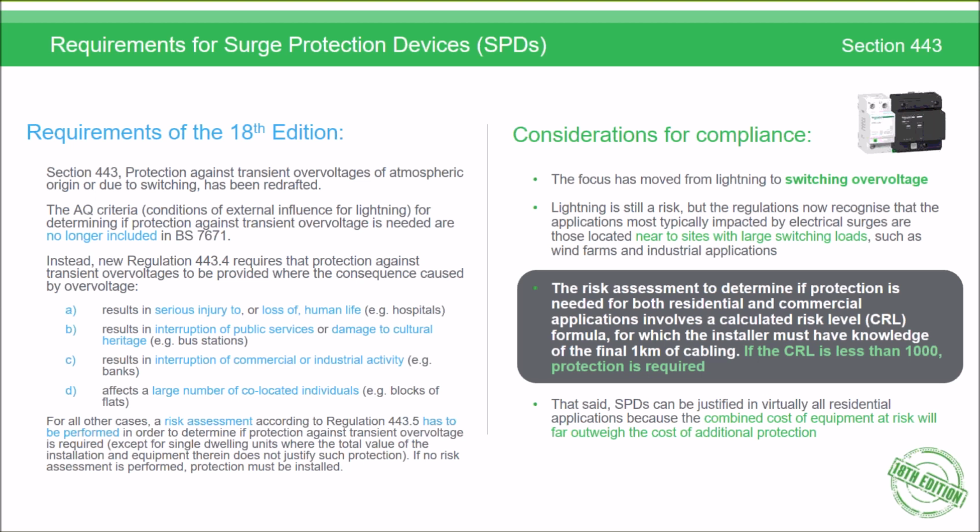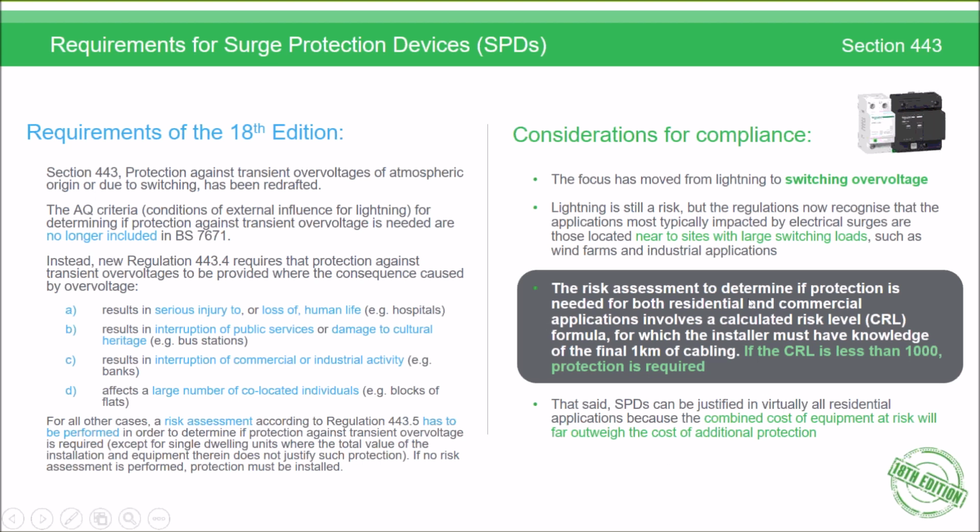So we look back at the requirements from the 18th edition on surge protection devices. Section 443 has now changed, and it's now written into Section 443.4. It specifically requires protection against transient overvoltages to be provided where the consequence caused by the overvoltage can result in injury, loss of human life, interruption of public services, damage to cultural heritage, interruption of commercial or industrial activity, and affect a large number of co-located individuals. So those are the main areas listed in the 18th edition.